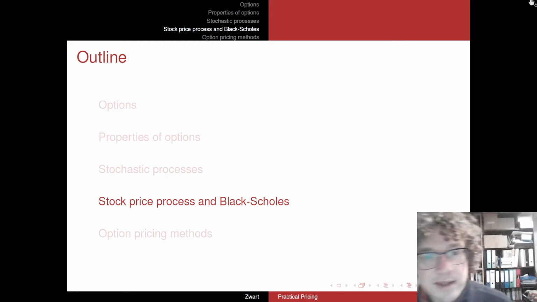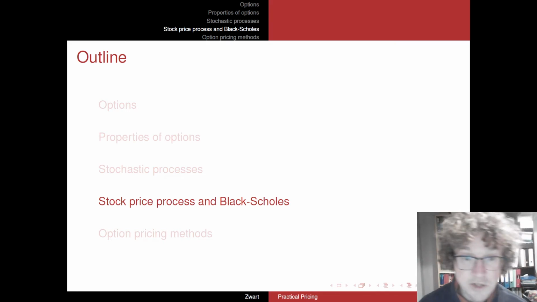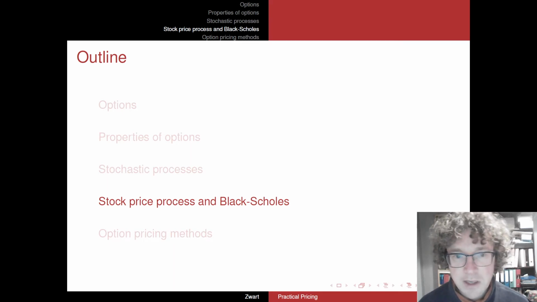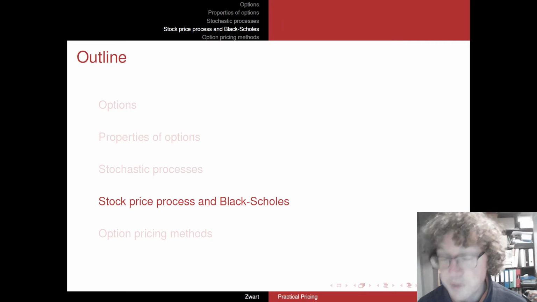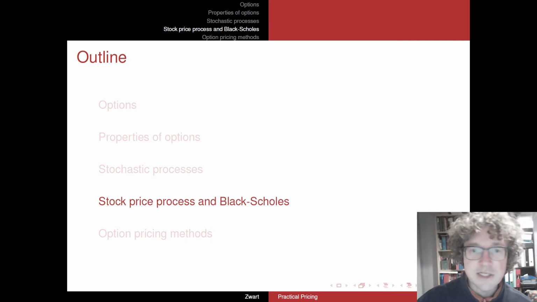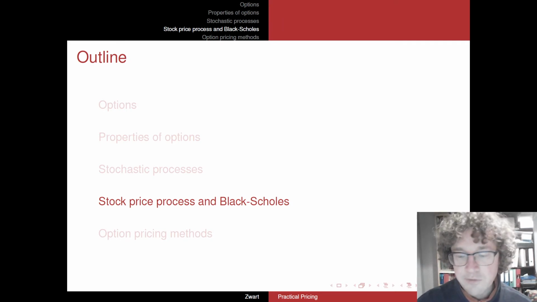So let's then look at a price process, a stochastic process that is slightly closer to what we might realistically expect about stock prices, and also use that then to get some idea about what option prices will be, and that will culminate actually in the Black-Scholes formula.